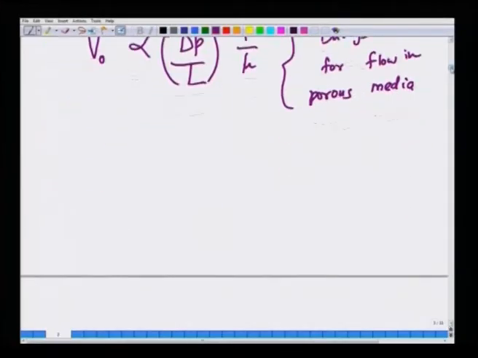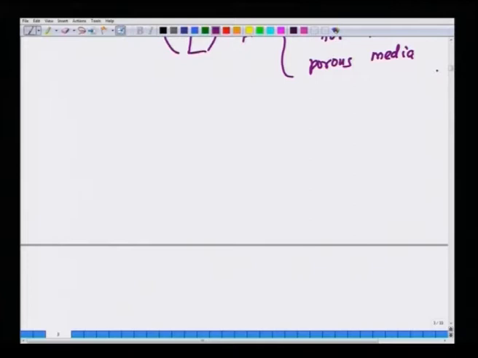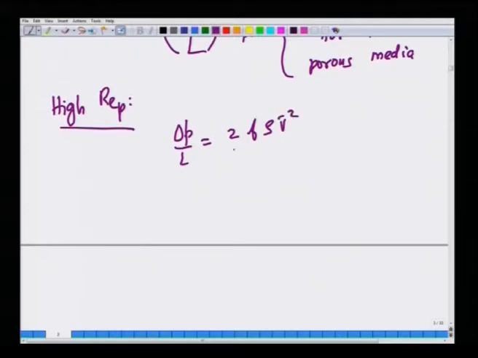And now, the point is we do not have just flow at low Reynolds numbers, we could have flow at higher Reynolds numbers also. For high Reynolds numbers, we cannot use the laminar flow relation for flow in a tube. So, remember delta P by L is 2 f rho V squared by d equivalent. This is the friction factor for flow in a tube. We know that delta P by L is related to the friction factor through a definition, and this is the tube friction factor, which we already know from our discussion on flow through tubes.